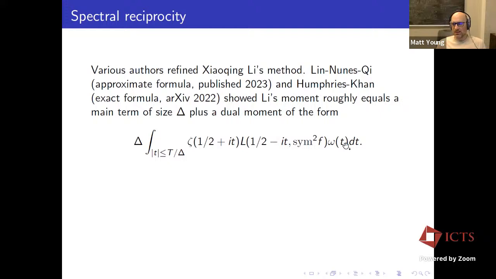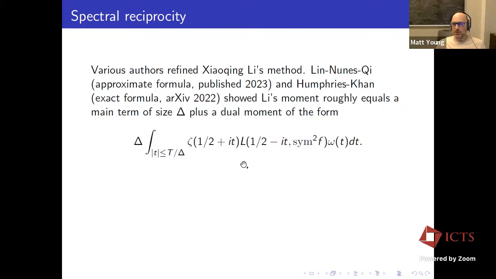There's some kind of complicated weight function here. I think I've scaled it, so it's basically absolute value at most 1, but it might be spinning around, might be quite oscillatory. But anyway, that's the structure of the dual moment.